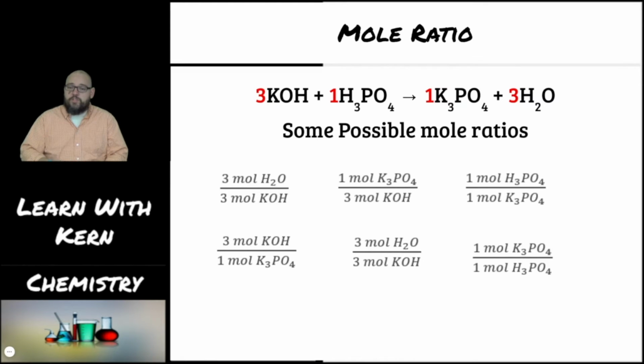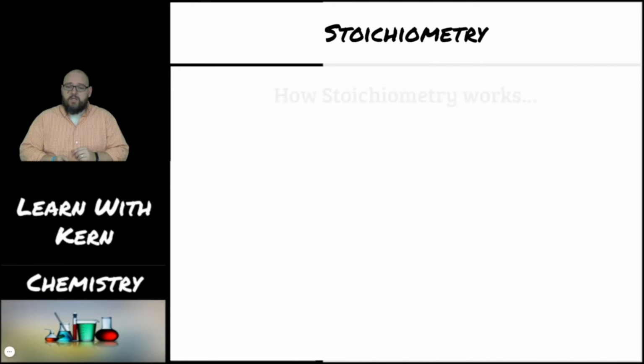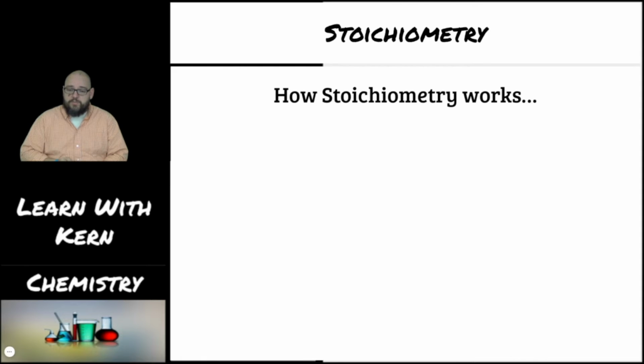There are more that we could do, but these mole ratios end up becoming basically like conversion factors for us when we are doing our stoichiometry. Stoichiometry at its core is essentially a unit conversion. We're not just converting units, we're converting substances as well. This is why I made a big point to make sure you always write down the chemical substance along with your units when you're doing unit conversions, so that you don't get confused when you do stuff like stoichiometry. So let's look at how stoichiometry works.